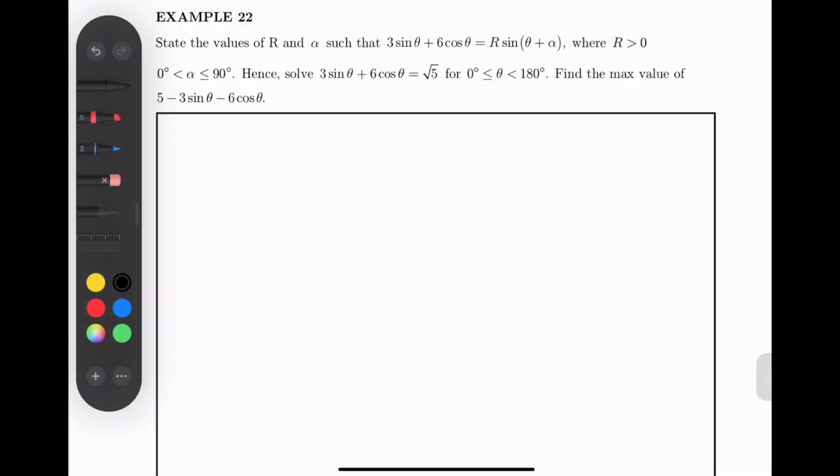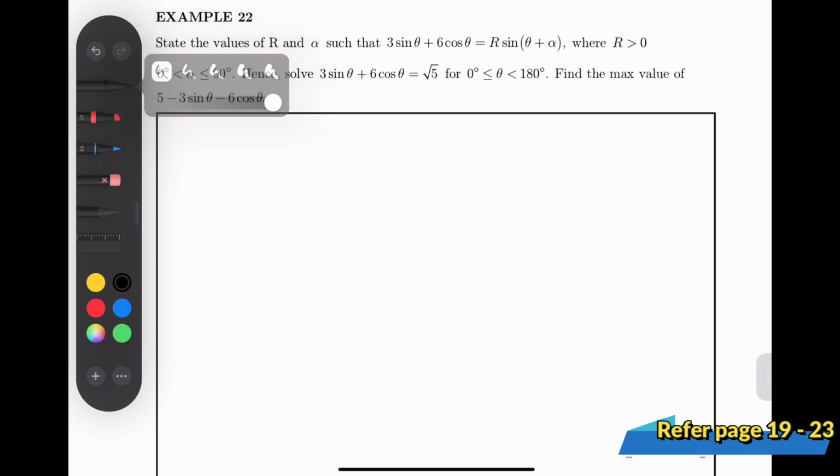Let's try example 22. Take the values of r and alpha such that 3 sin theta plus 6 cos theta equals r sin(theta plus alpha). Please take note that alpha will be between 0 and 90 degrees only. Okay, so let's start. So 3 sin theta plus 6 cos theta equals r sin(theta plus alpha).